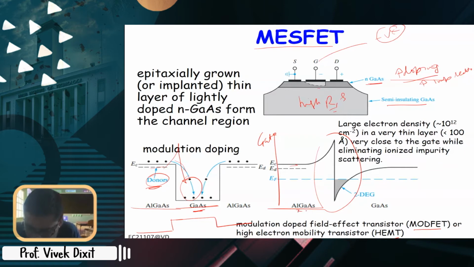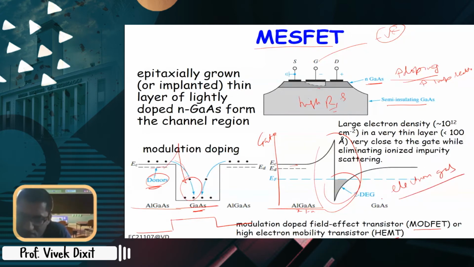And then there's some composition used, x, 1 minus x, right? And this kind of a quantum well is formed where these electrons are confined. And this is also called a two-dimensional electron gas. Now, why two-dimensional electron gas?